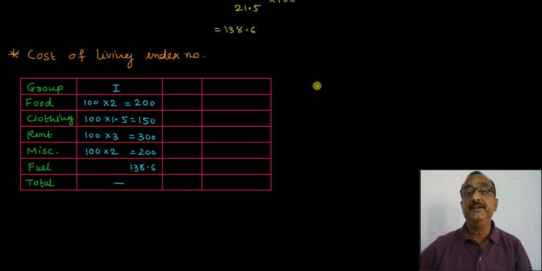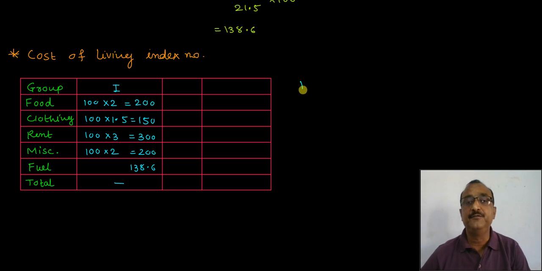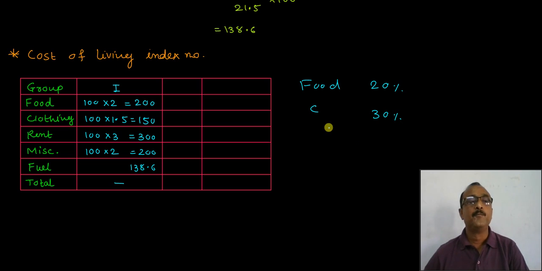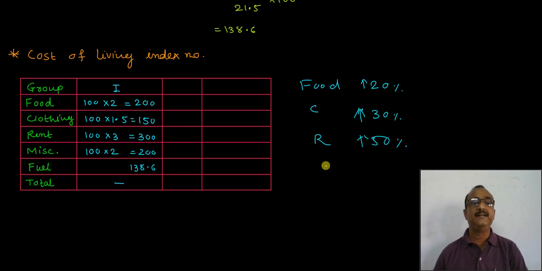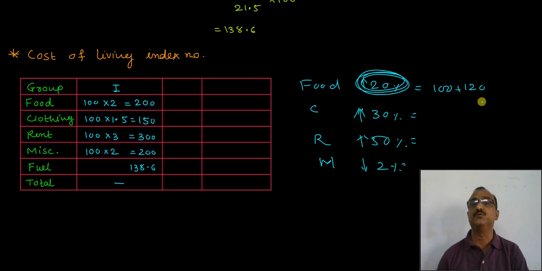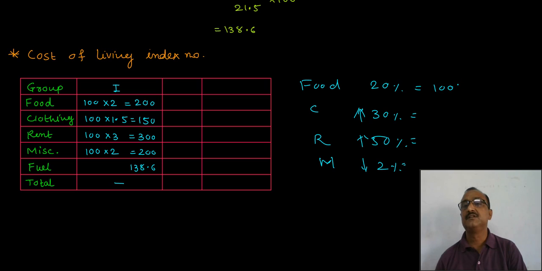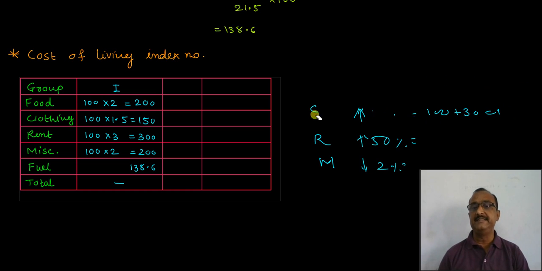Remember, if it is given that the index number of food items increases by 20%, clothing increases by 30%, rent increases by 50%, and miscellaneous decreases by 2%, then how do we calculate? If a percentage is given, a 20% increase means 100 plus 20 equals 120, and 100 plus 30 equals 130. That is if a percentage increase is given.